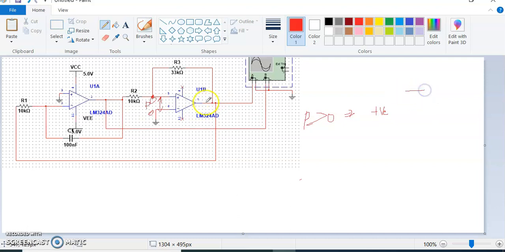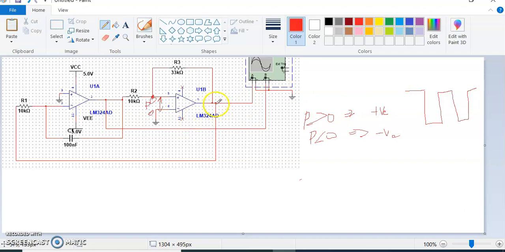positive voltage. Then if the voltage at this point, this voltage divider, is less than 0, then it will produce the output as a negative voltage, minus Vsat. Again, after some time, if the voltage at this point is greater than 0, then it will produce the positive voltage. If it is less than 0, it will produce the negative voltage. Like that, it will generate the square wave output.